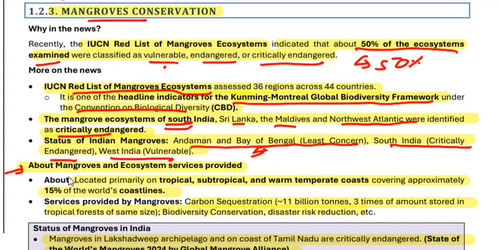Let's see about the mangroves and the ecosystem services. What are the ecosystem services provided? Carbon sequestration, biodiversity conservation, and disaster protection, as we have seen in the tsunami. All this comes under the ecosystem services provided.